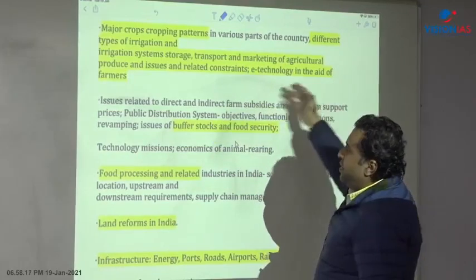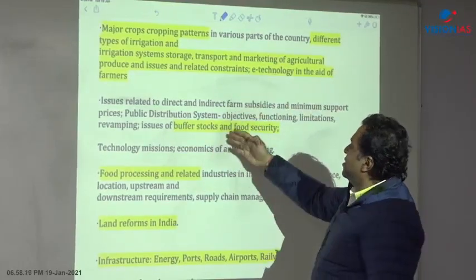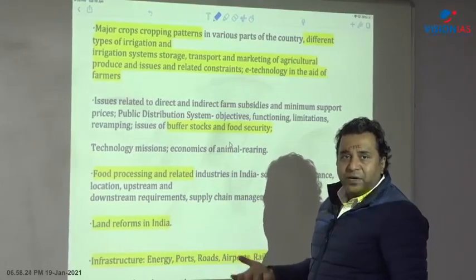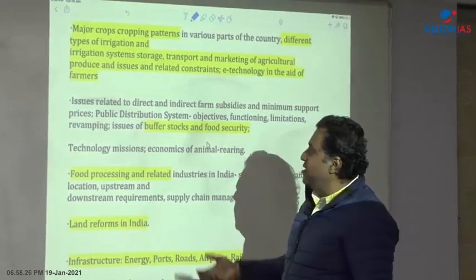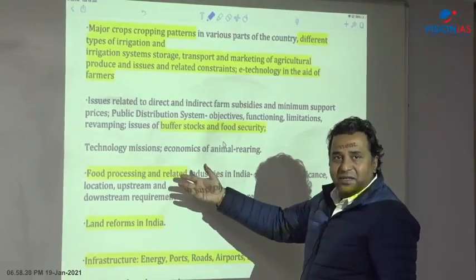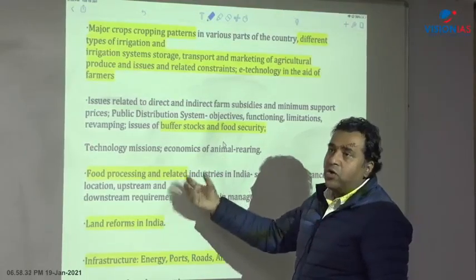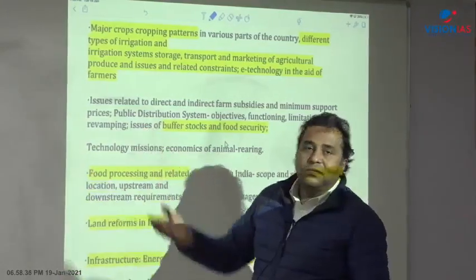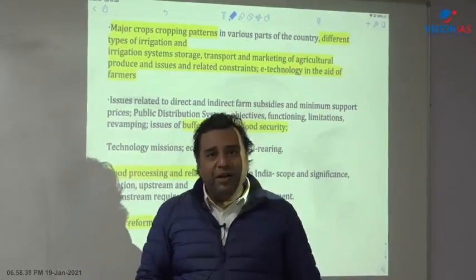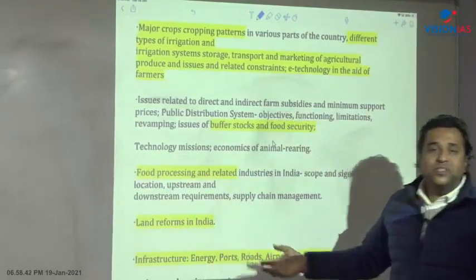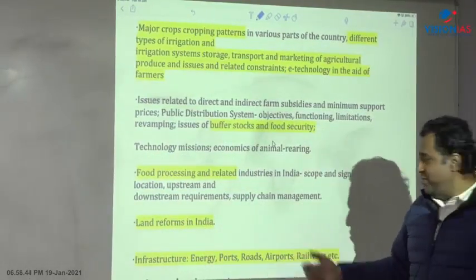And aid of farmers, etc. Then food security, buffer stock, because they are related to agriculture. How much we are producing, based on that. Then food processing. Where are the food processing industries? Where are they? Not how we run them. Then land reform. Why land? Because primary activity, agriculture, soil, all that is related to this. So we have to understand the land. How much land we have in agriculture, all that we have to understand.